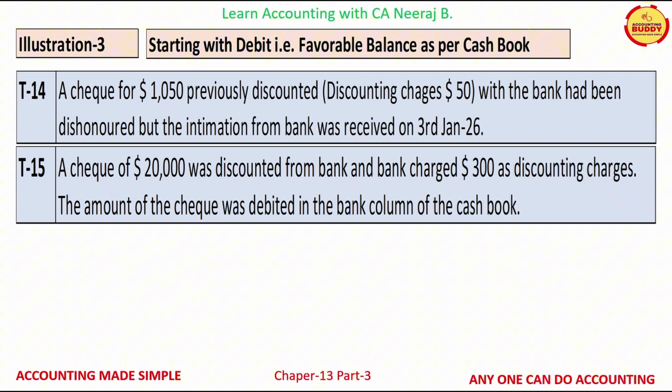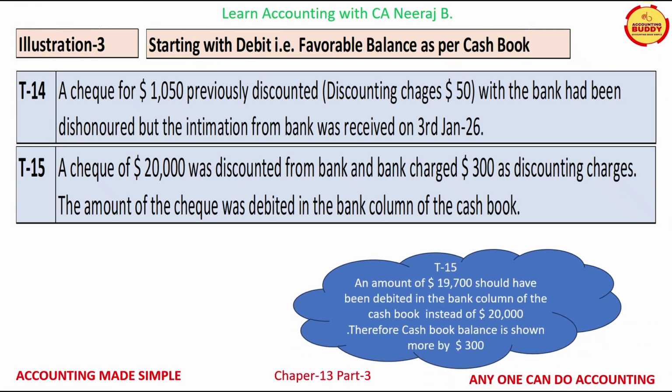T15 unmatched transaction is a check for $20,000 was discounted from the bank and the bank charged $300 as discounting charges. The amount of the check was debited in the bank column of the cash book. Let us understand this transaction. An amount of $19,700 should have been debited in the bank column of the cash book instead of $20,000. Therefore, the cash book balance is shown more by $300.